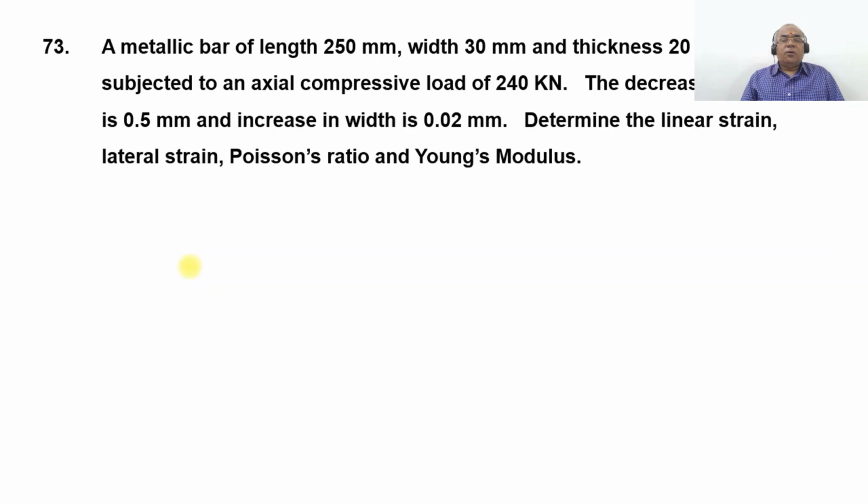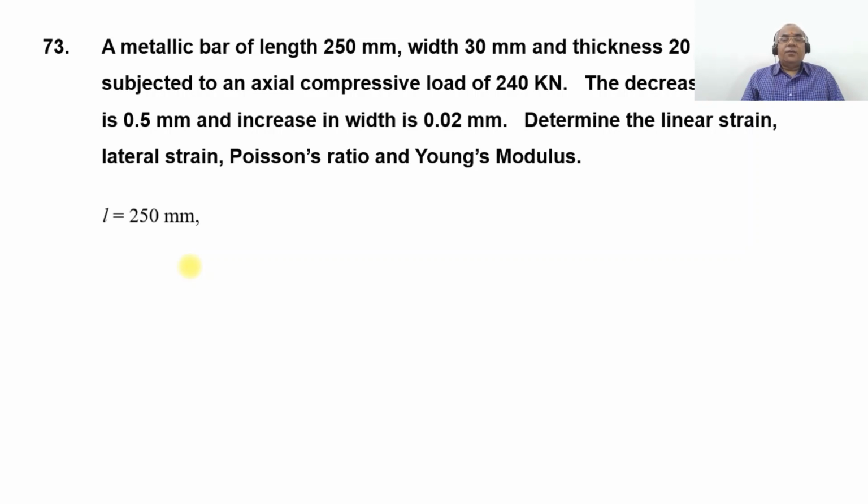So we're going to take up one more problem on the same lines. A metallic bar of length 250 mm, width 30 mm and thickness 20 mm is subjected to an axial compressive load of 240 kN. The decrease in length is 0.5 mm and the increase in width is 0.02 mm, because the load is compressive in nature. Determine the linear strain, lateral strain, Poisson's ratio and Young's modulus.